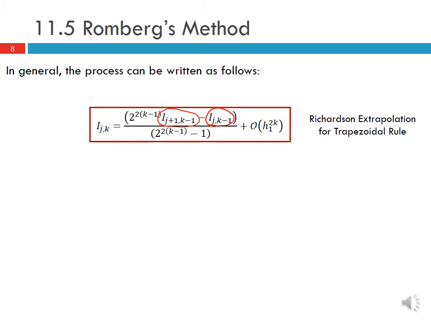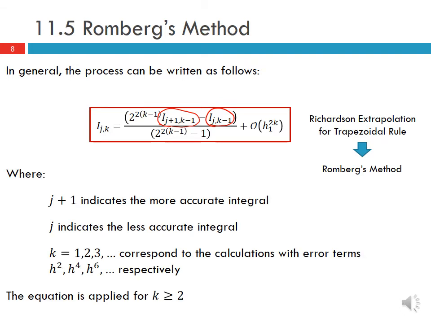This is called the Richardson extrapolation for the trapezoidal rule, which is known as Romberg's method. Here j plus 1 indicates the more accurate integral, so that's this one here. j indicates the less accurate integral, so that's this one here. The k's correspond to the calculations with the error terms of h squared, h to the 4, h to the 6, etc. And this equation is applied for k greater than or equal to 2. We'll see how this works in a couple of examples.